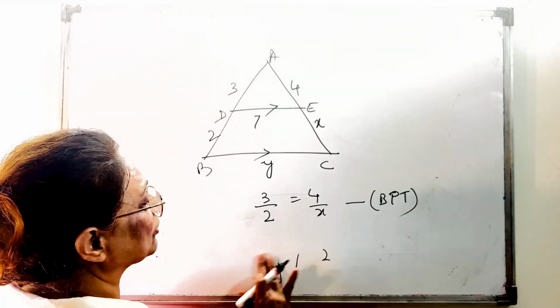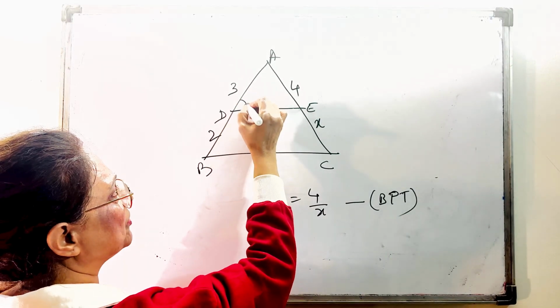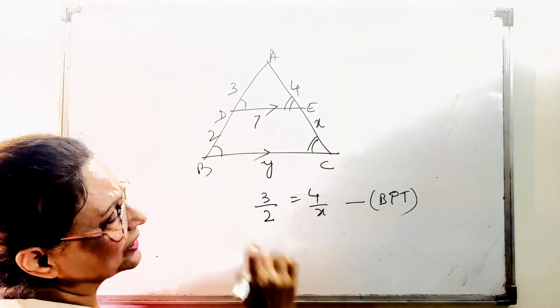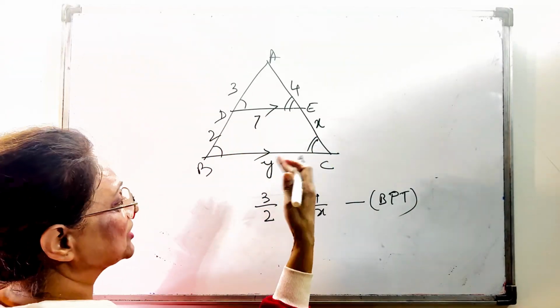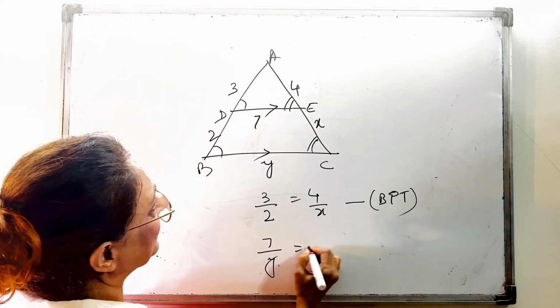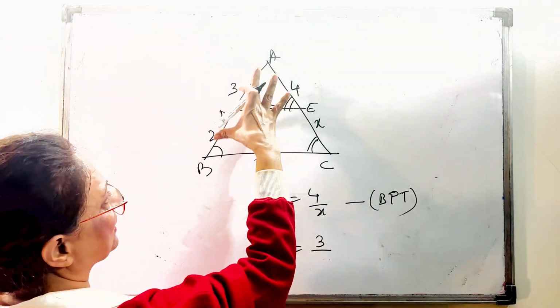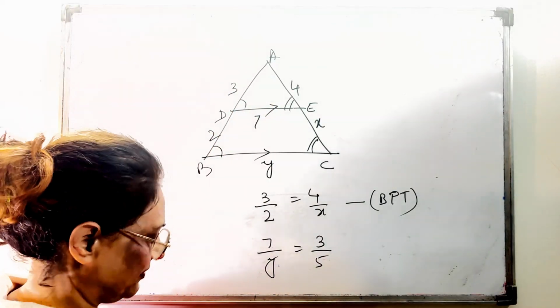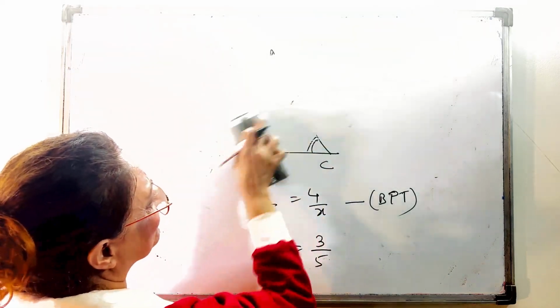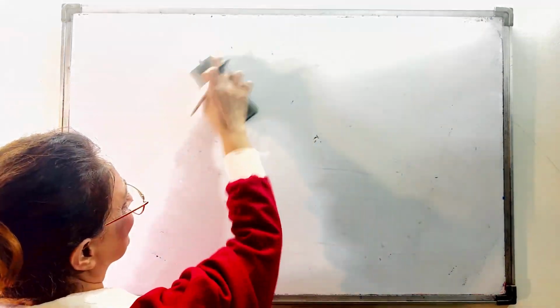So what will we do for this? We will take them as similar. There are parallel lines, so these two, the small triangle and the big triangle, are similar. Now make their sides proportional. So 7 by y will be 3 by 5. Okay, and then find y. That is about this.